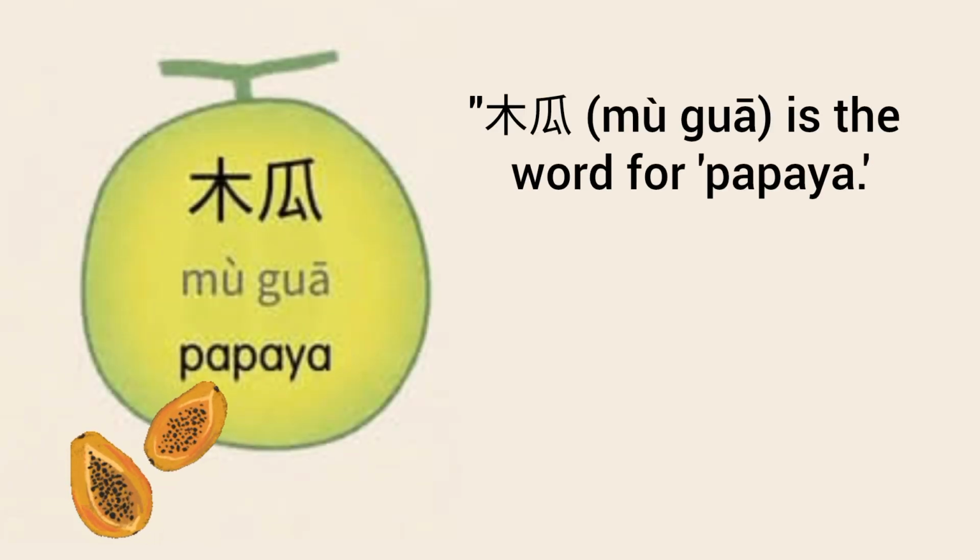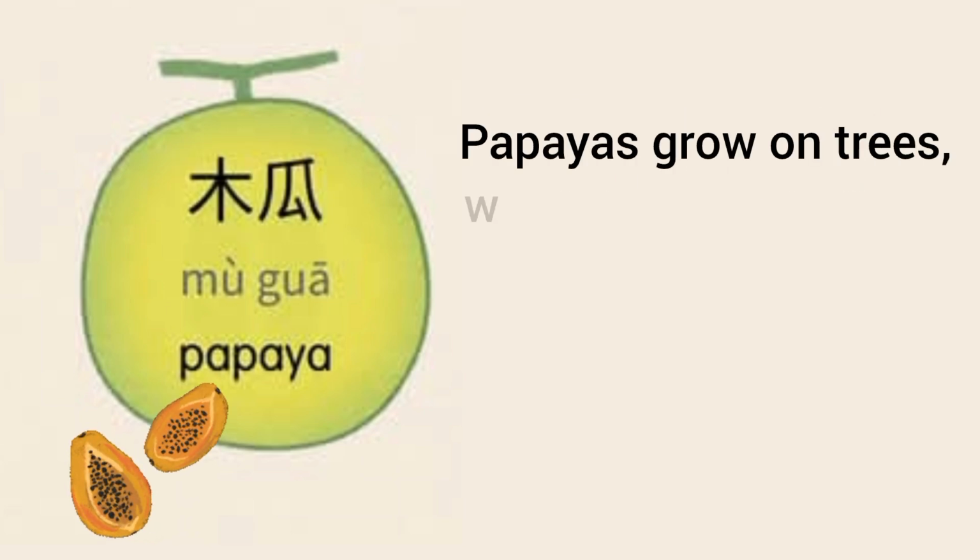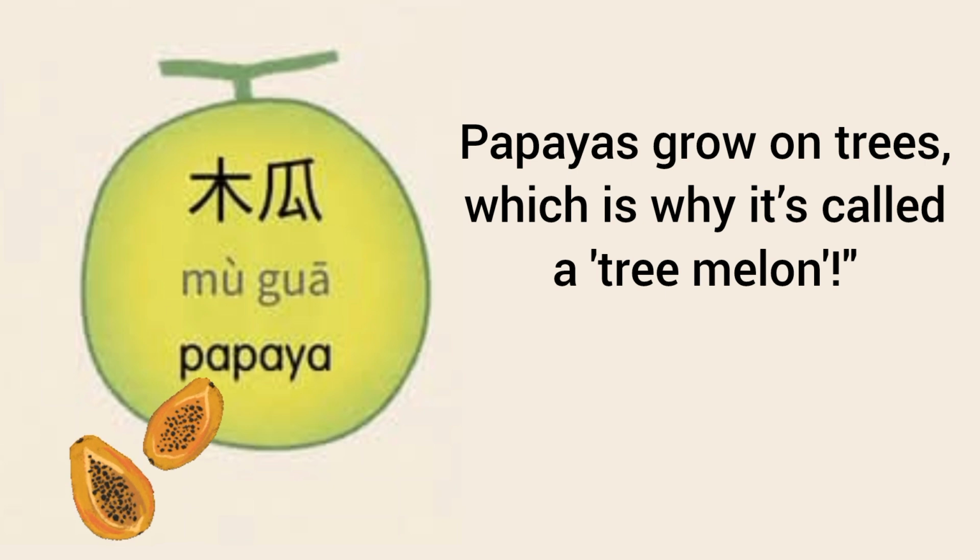Next vocabulary that we have is papaya, which in Chinese is pronounced 木瓜. Papayas grow on trees, which is why it's called a tree melon. Hope you find it easy and learn it soon. Let's explain it in detail.